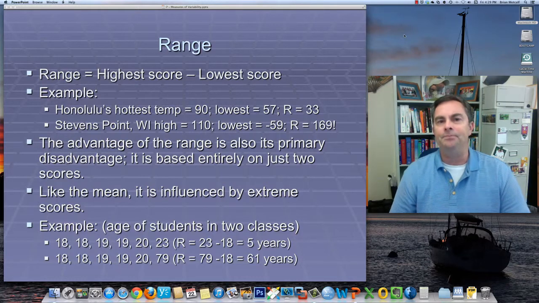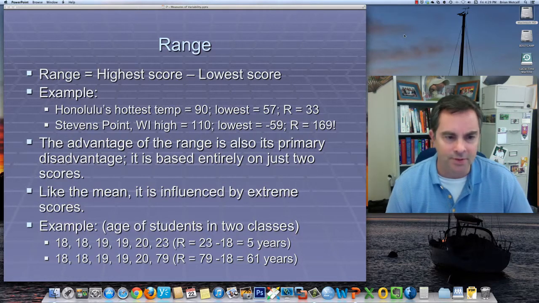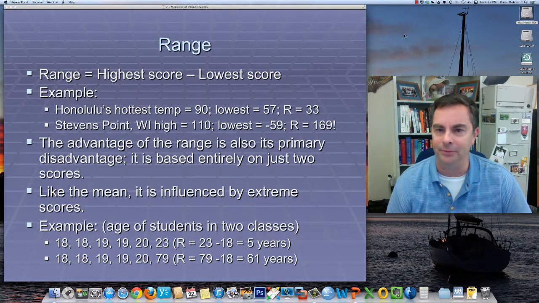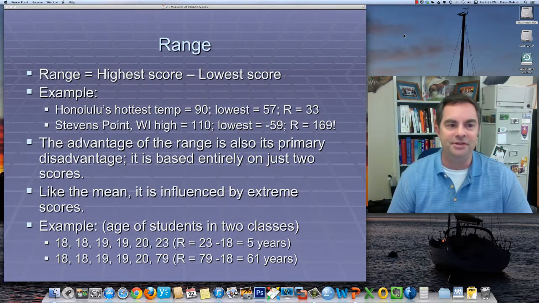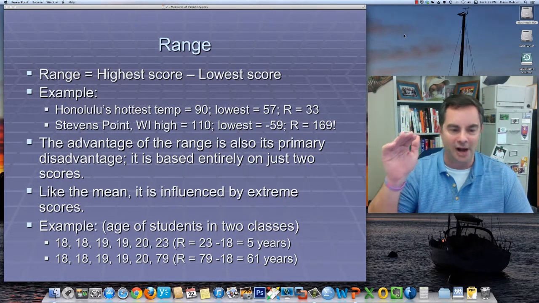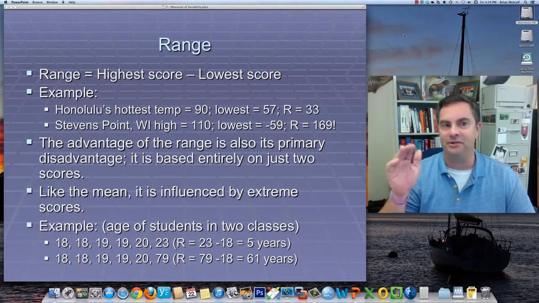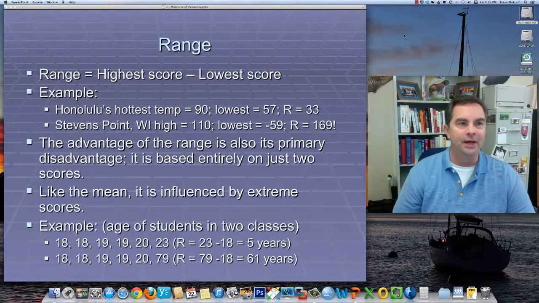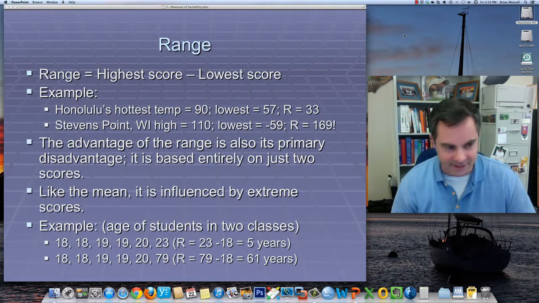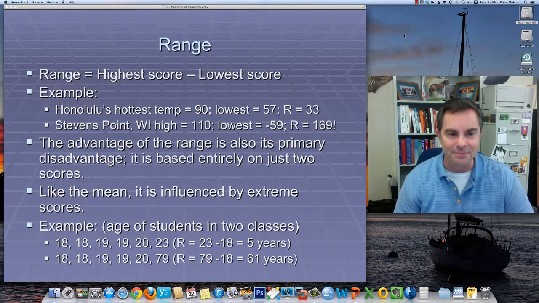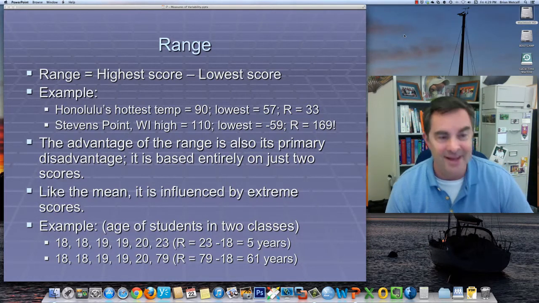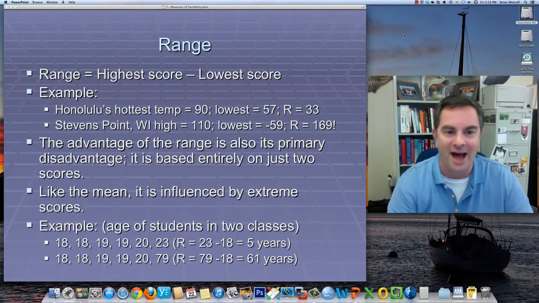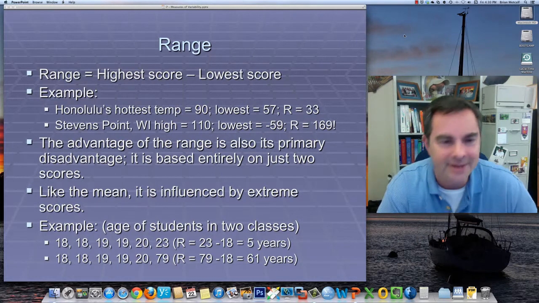The range is the simplest measure of variability that there really is. The range is simply taking the highest value and subtracting the lowest value. The high score minus the low score gives you the range. If you want to know the range of temperatures for a city, here in Honolulu, we're blessed with temperatures that are very moderate and don't vary much from about 80, 85 degrees. On any given day, even in the summer, the highest recorded temperature might be 90, 91 degrees perhaps.